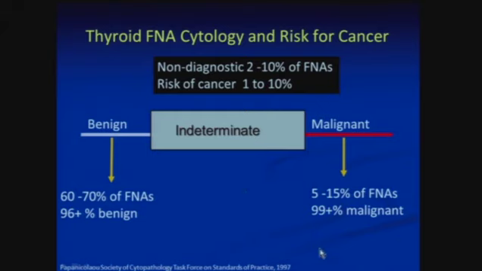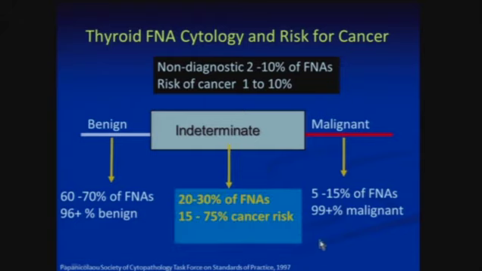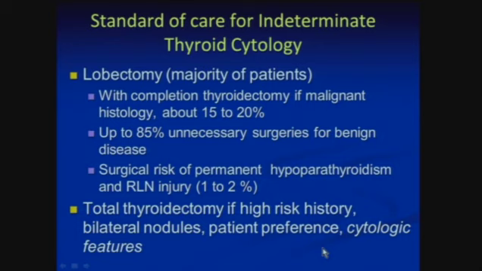But the most problematic biopsy result in terms of patient management is this indeterminate category, which occurs in 20 to 30% of all FNAs. And unfortunately, this particular result had between a 15 and a 75% cancer risk. Obviously, a very, very broad cancer risk, one that was not very helpful for patient management decisions. What was the standard of care when patients would get this result? The majority would go on to have that lobe of the thyroid removed.